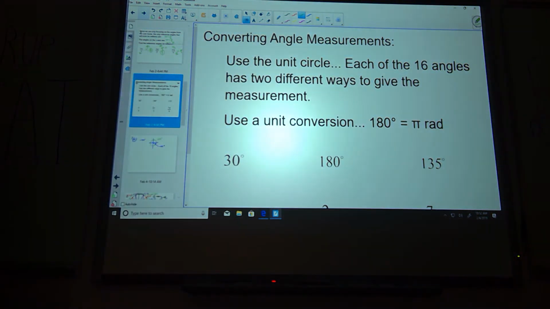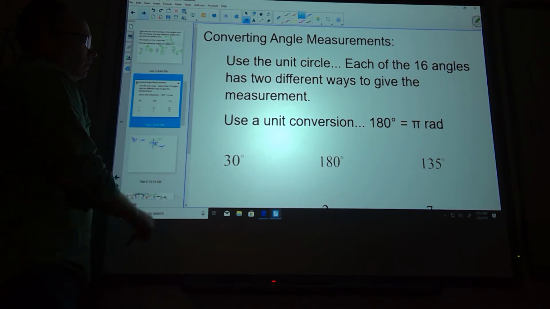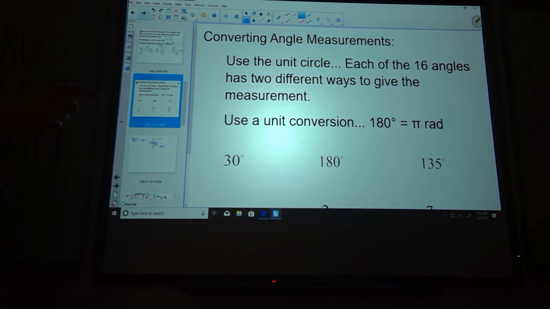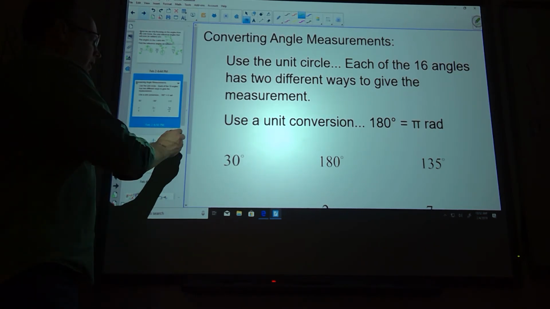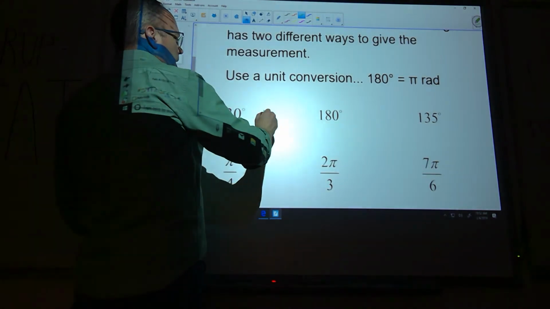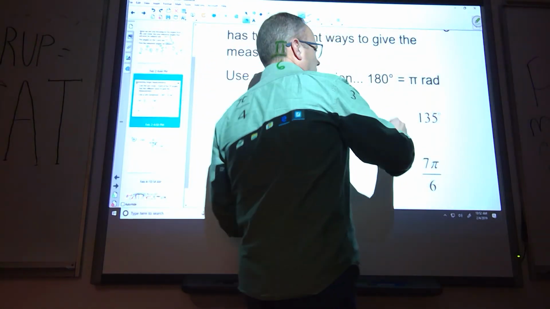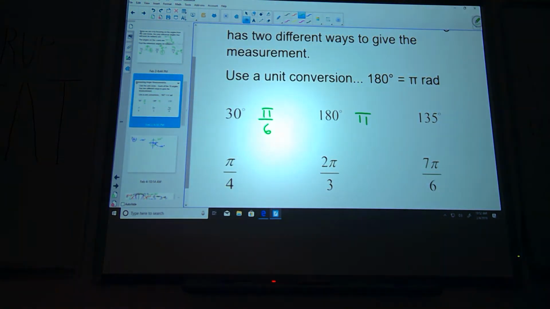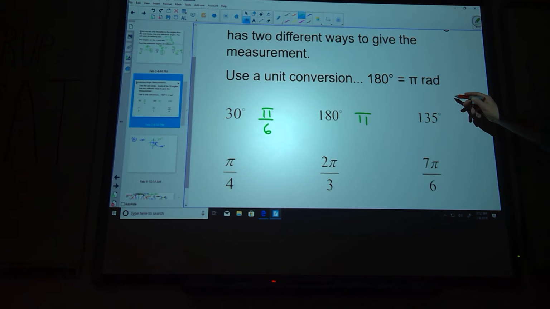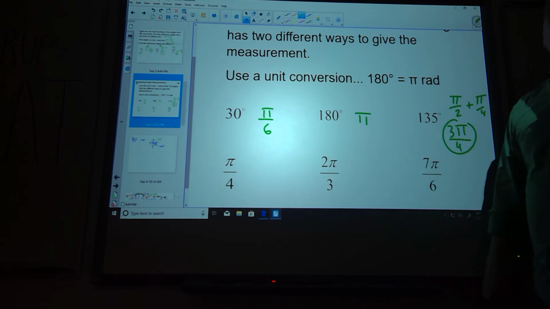And last one. Convert the measures. Each of the 16 angles has 2 ways to give it. Converting angle measurement. Use the unit circle. Each of the 16 angles have 2 different ways to give the measurement. Use the unit conversions. Okay. So this is going to be pi over 6. It's going to be pi. What's 135? That's a 45-degree angle over there. So that's pi over 2 plus pi over 4. So that's going to be 3 pi over 4. Pi fourths.